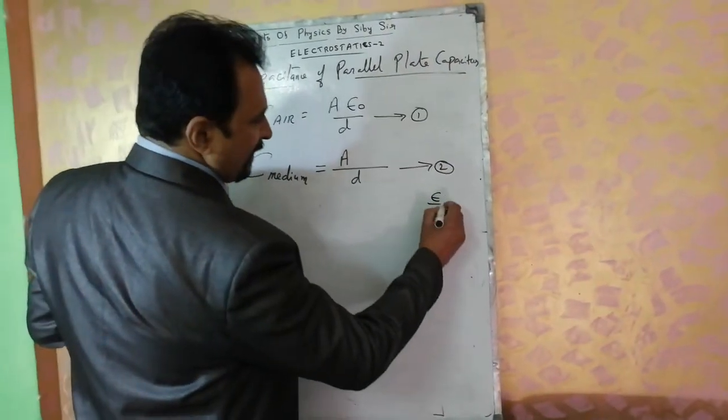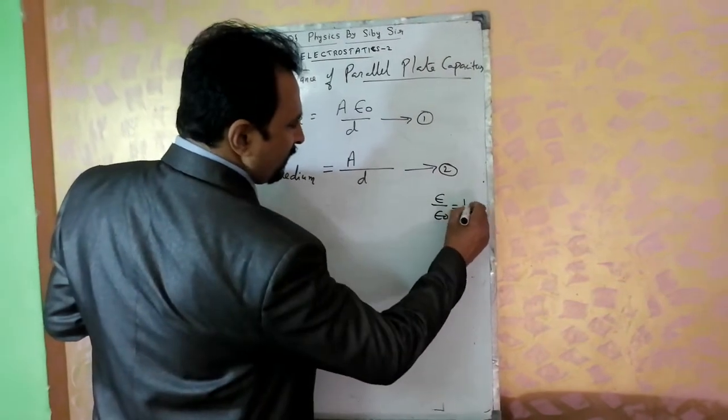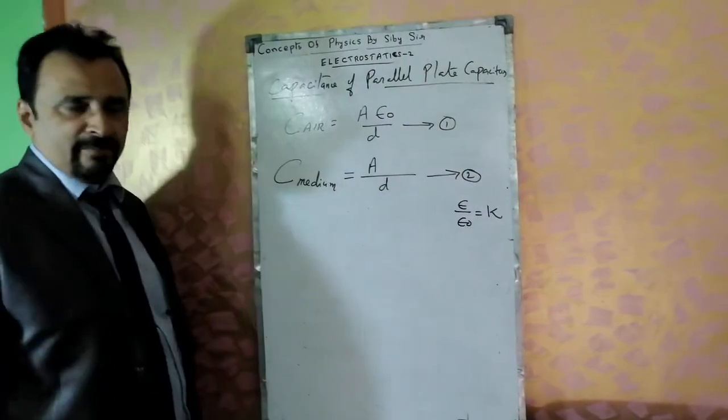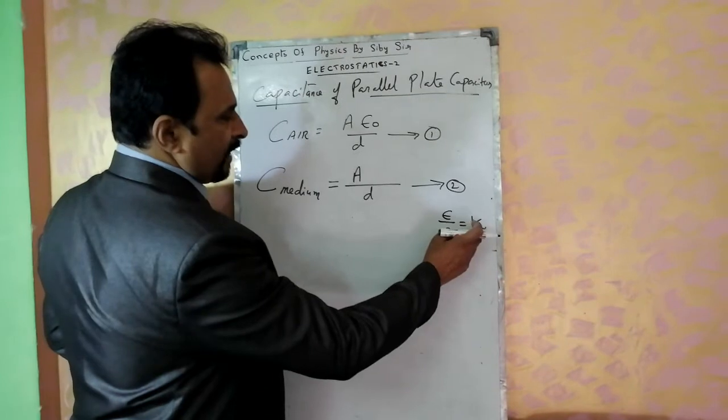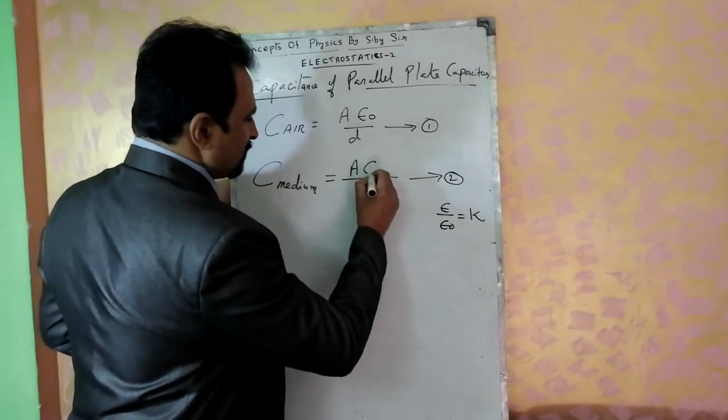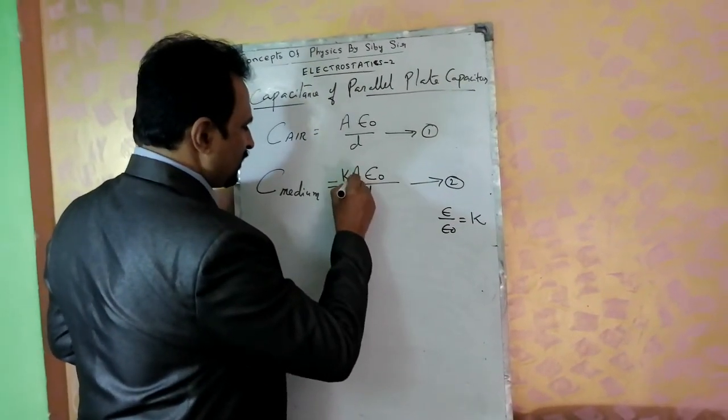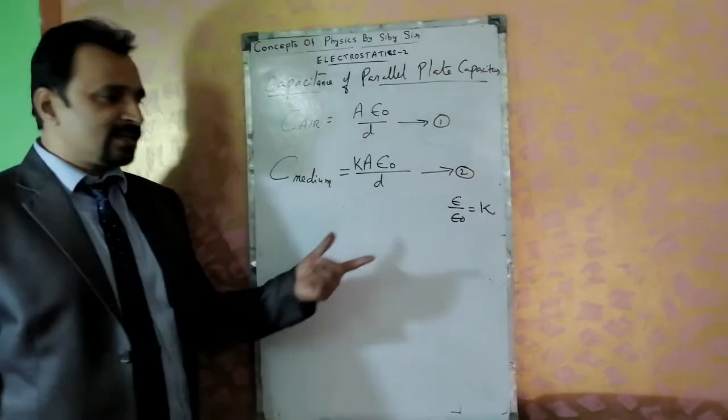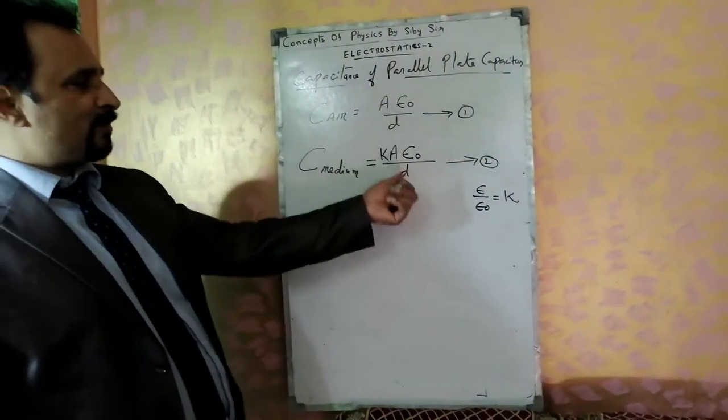Epsilon is coming. And epsilon by epsilon naught is called the dielectric constant of the medium. So instead of epsilon, you can write K epsilon naught. So this will become K, where K is not the Coulomb constant, it is the dielectric constant. K A epsilon naught by D.